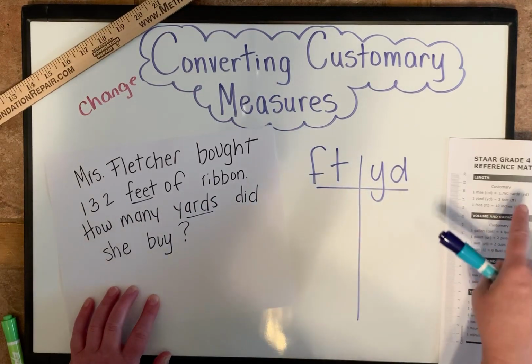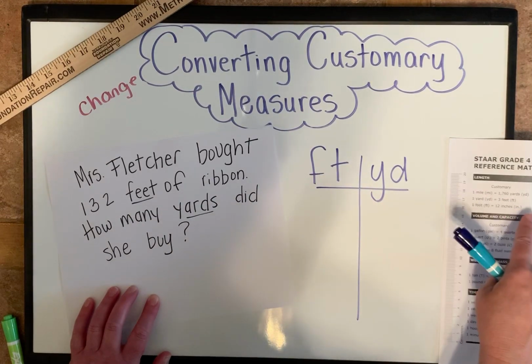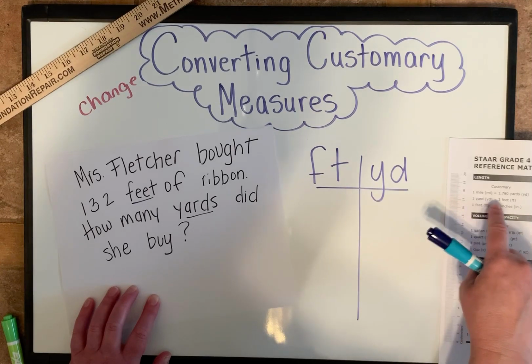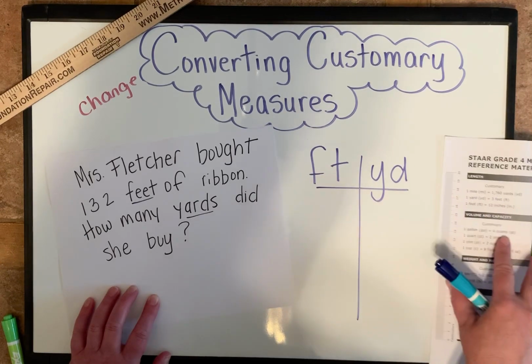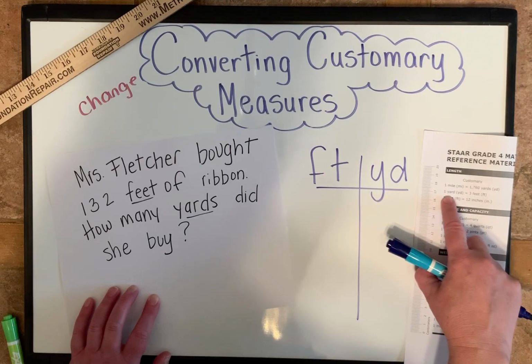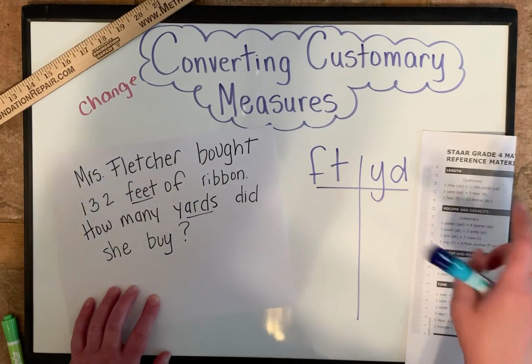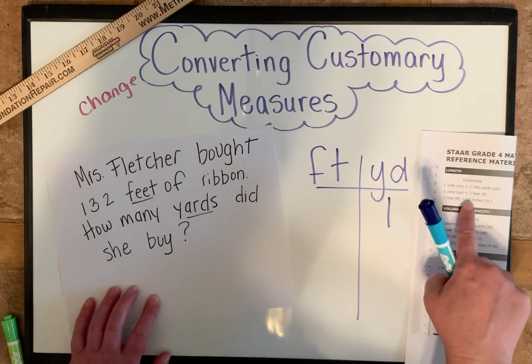So I'm going to come over here, find my feet and yard, feet and yard. Oh, there it is right there. Feet and yard. There's the sentence. So it says here that 1 yard, oh, this one's backwards. 1 yard is 3 feet.